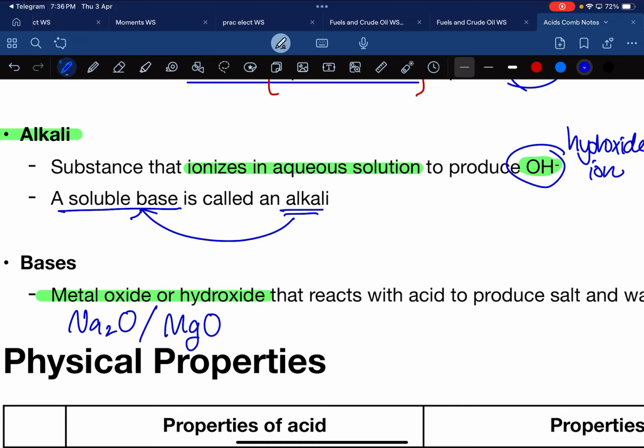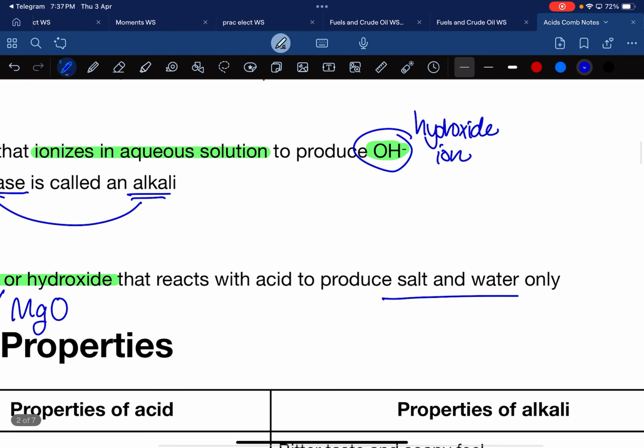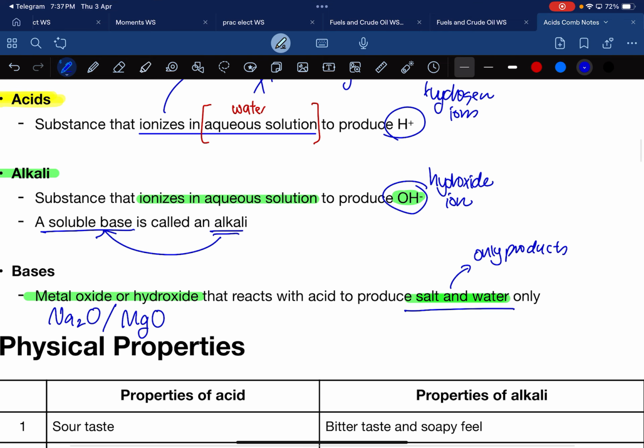Getting it? Okay, so bases react with acid to produce salt and water. It is very important that these are my only products. If I form other stuff, you are not a base anymore. Clear? There's a couple of different criteria. Metal oxide and hydroxide, and you must react with acid to form these two and these two only.